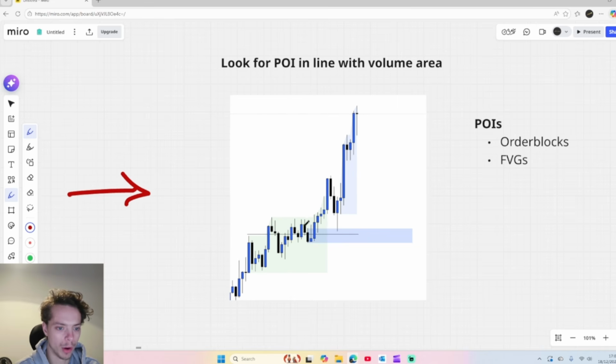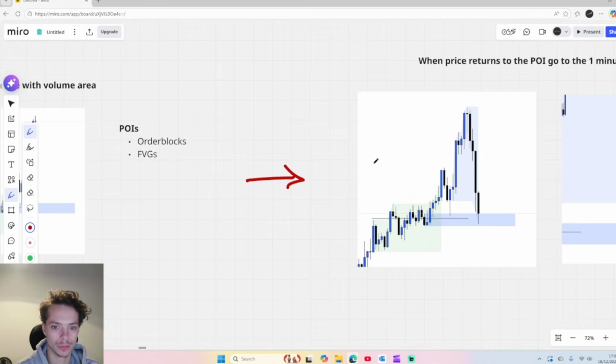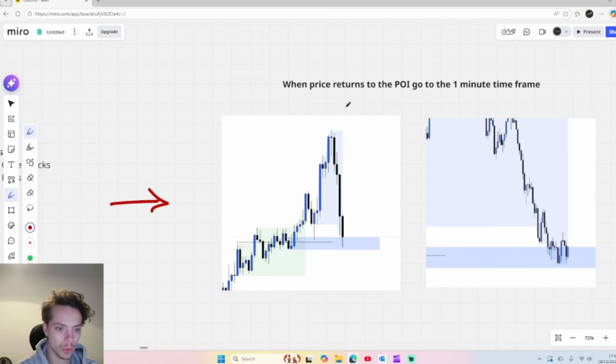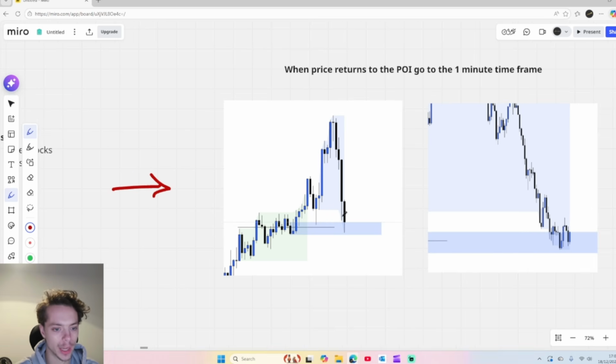So we're going to mark out the order block, which is here, and then we're essentially just going to wait for price to continue down to it. So obviously, when price returns to the area, you go down to the 1 minute time frame. So I mean, if you don't care about losing, and if you don't care about life or death, then you can just enter straight away. But I'd definitely recommend to wait, go down, and do not skip this step.